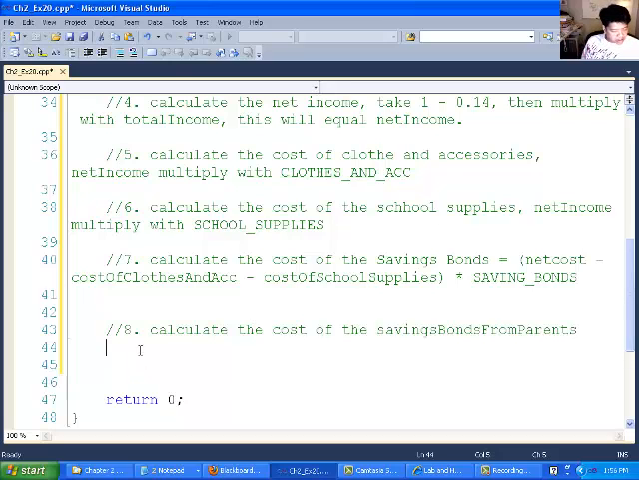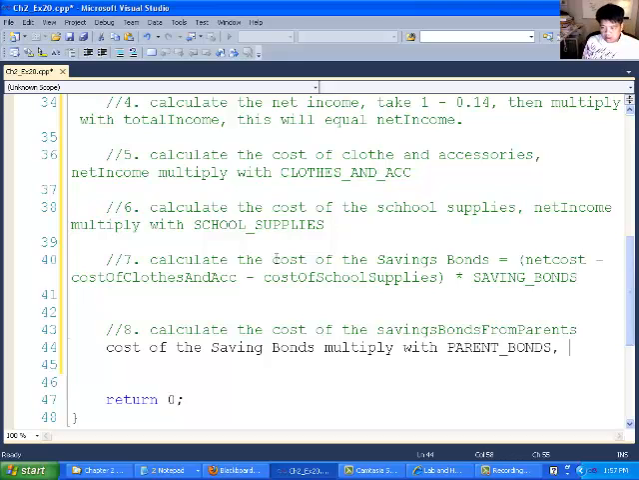Again, how do you calculate that? It's going to be the cost of the savings bond. This needs to be multiplied with your parent bond, which is the fixed amount that you have in the constants up there. All of that equals your savings bond from your parent.